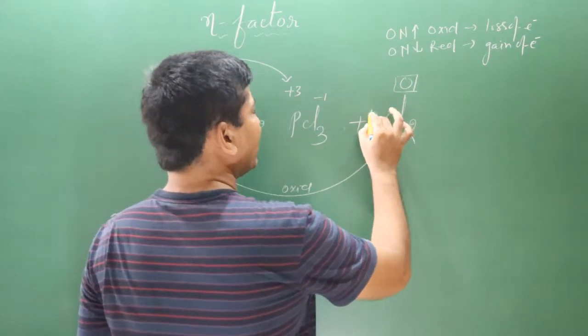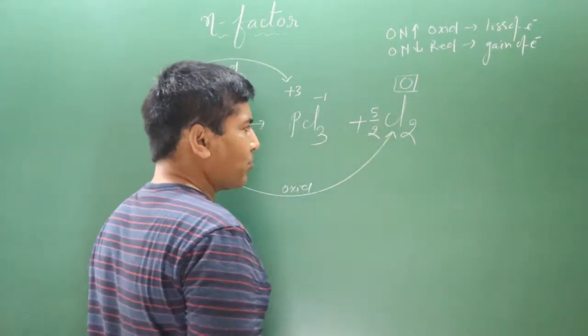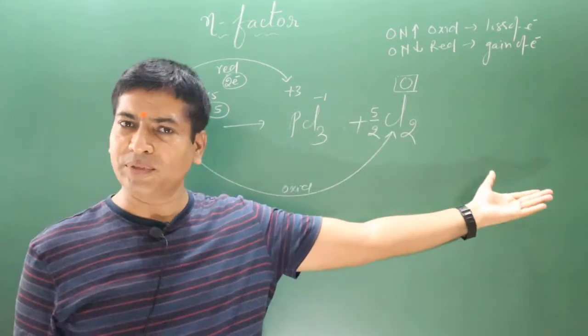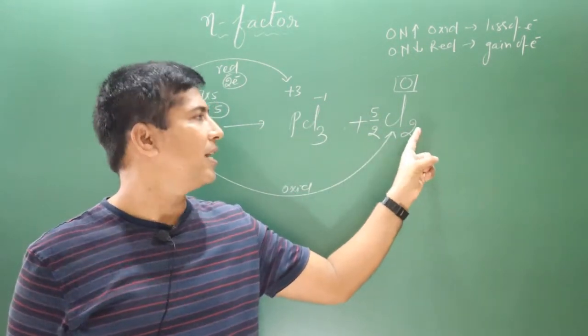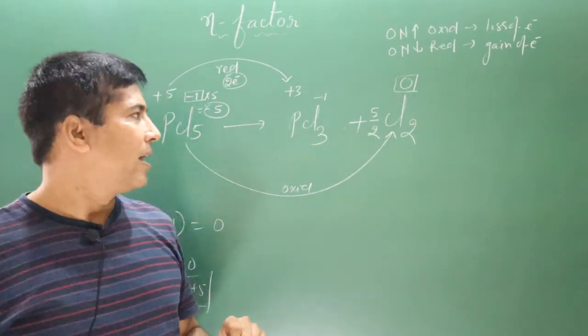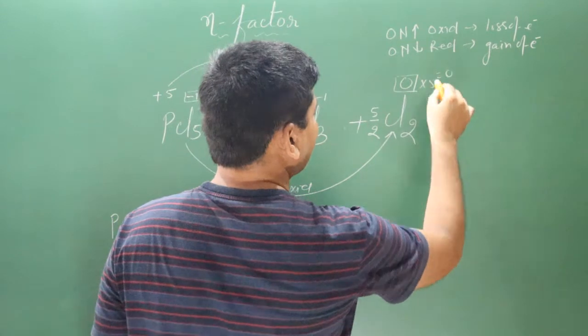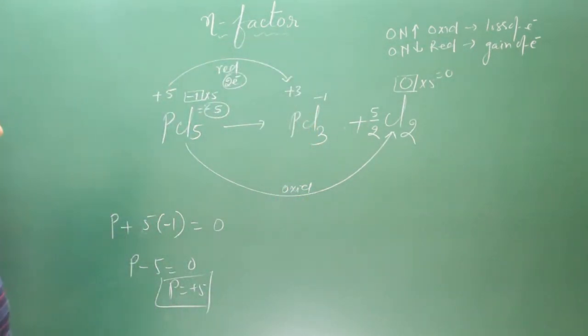If I multiply this molecule by 5 by 2, then 5 by 2 Cl2 is equal to 5 Cl only, because the 2 will cancel, and then we get 5 Cl. And if you take 5 multiplied by 0, you will get 0. Same thing.